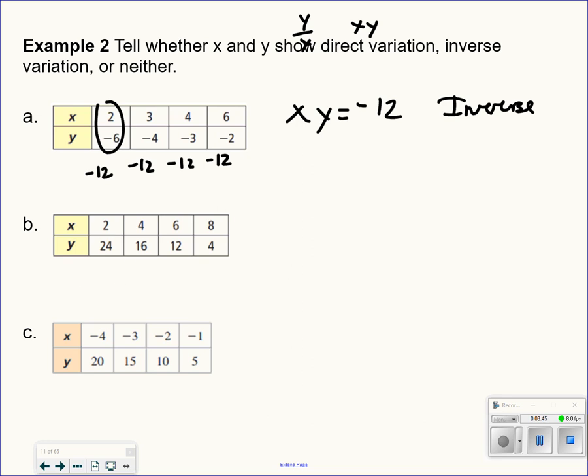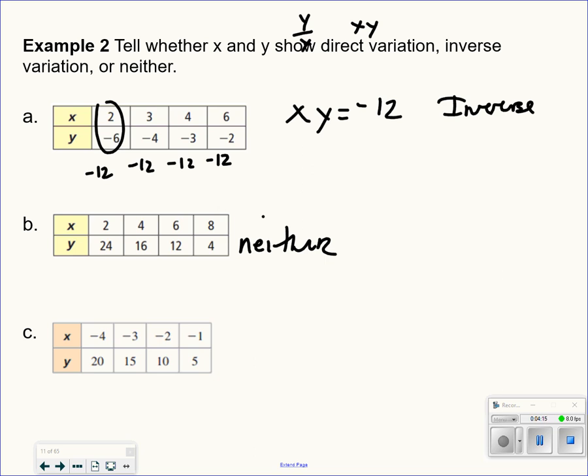Y divided by x is 12. Y divided by x is 4. Y divided by x is 2. Y divided by x is a half. So that's not a constant. So this one is a neither. It is not a constant value for y divided by x or x times y. So this is neither.